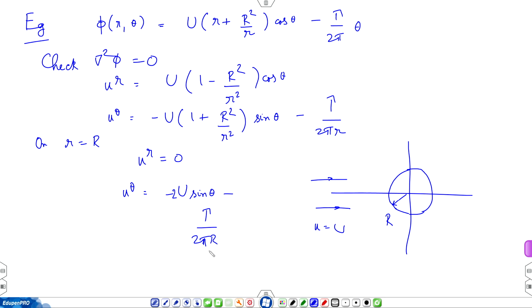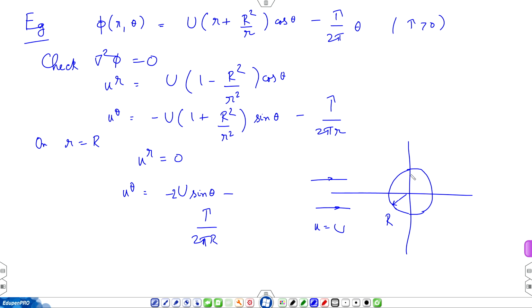This gamma over 2 pi, gamma is a constant, a positive constant. So, let us write here. It is a parameter of the flow field. So, the second term is a constant, and if u theta is constant, what does it represent? Rotation of the object. The body is in continuous rotation with an angular velocity omega.